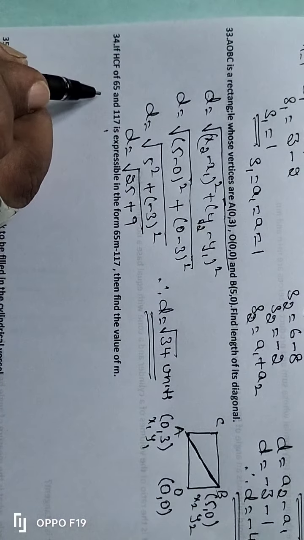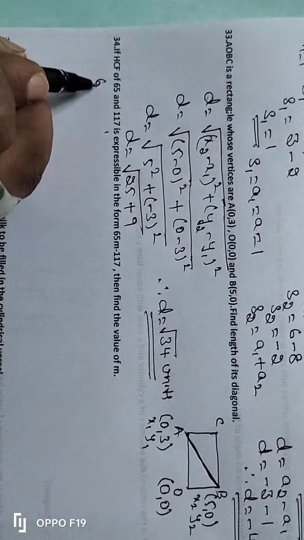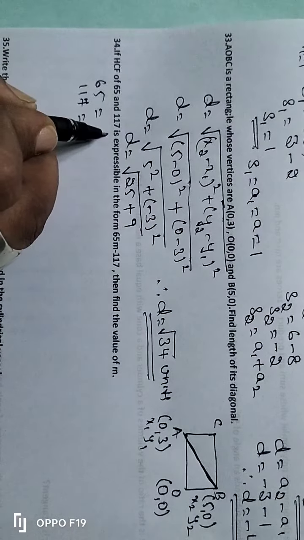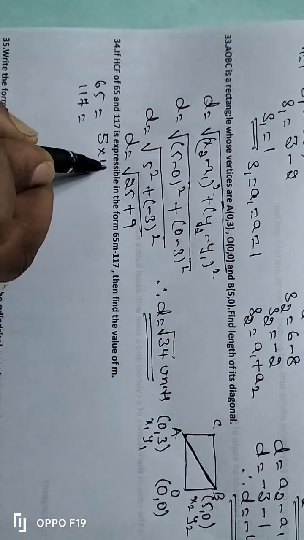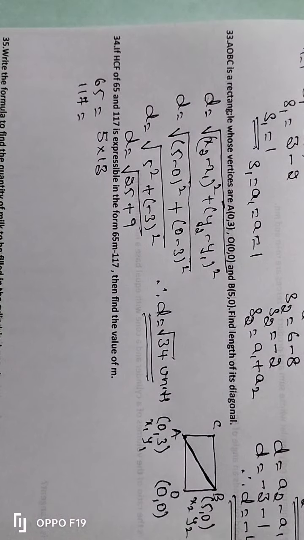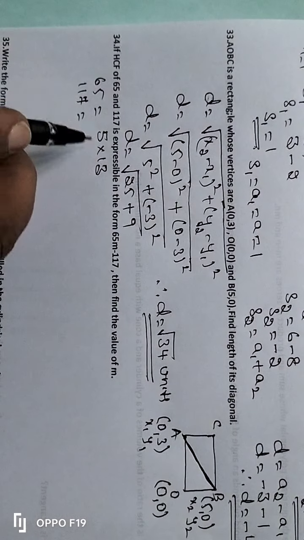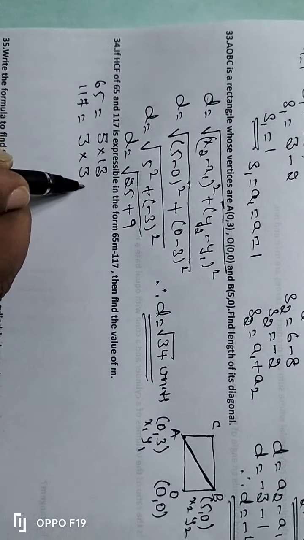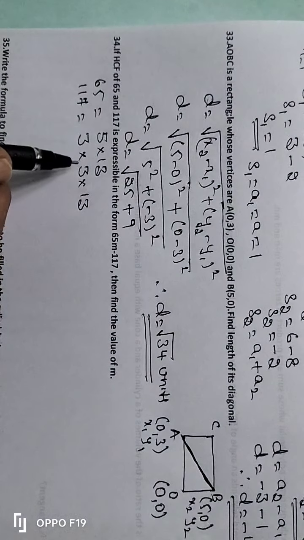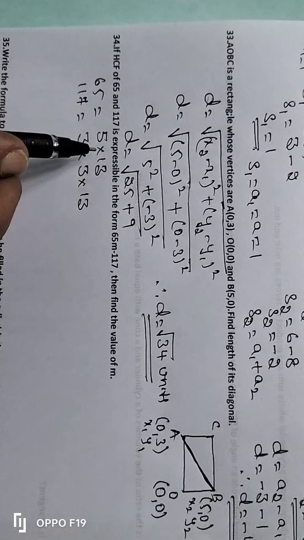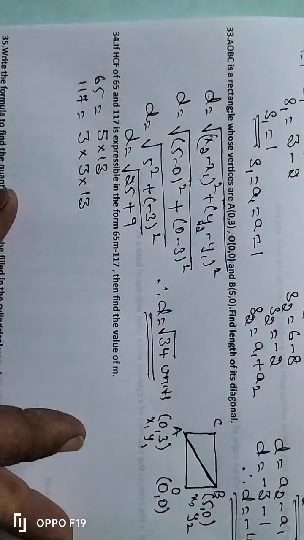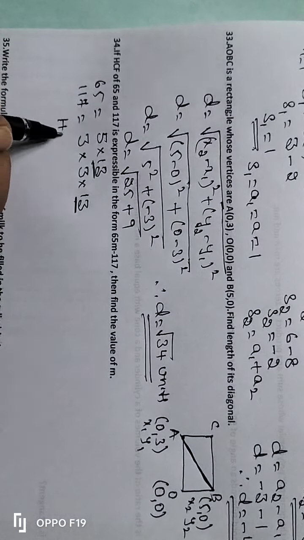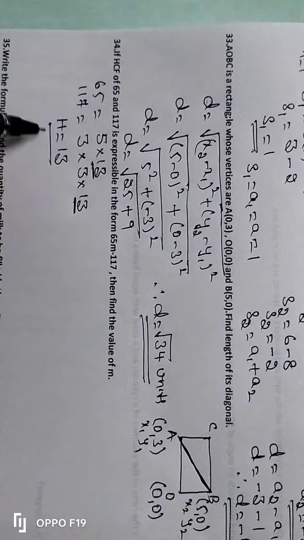So first let us take the HCF of 65 and 117. So 65 can be written as 5 into 13. So 13 5s will become 65. Then 117 let us write like this. So 3 into 3 into 13. 3 3s are 9, 9 13s will become 117. So observe, what is the common to both, what is the highest common. So highest common HCF is equal to 13.